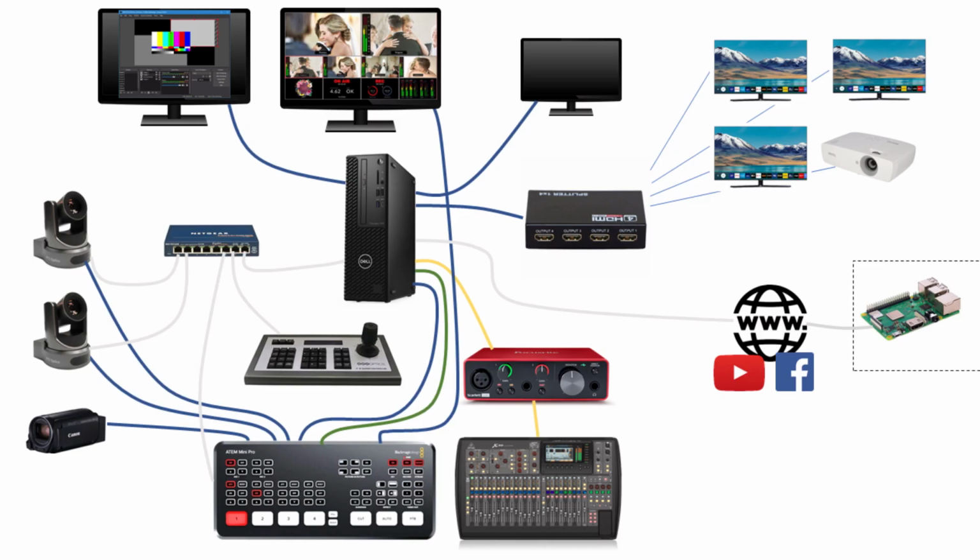Our setup here is the following. We have two PTZOptics cameras connected to the Atom Mini Pro, plus one Canon camera, which is also connected by HDMI into the Atom Mini Pro, going into USB to the computer on OBS, and we stream from OBS.